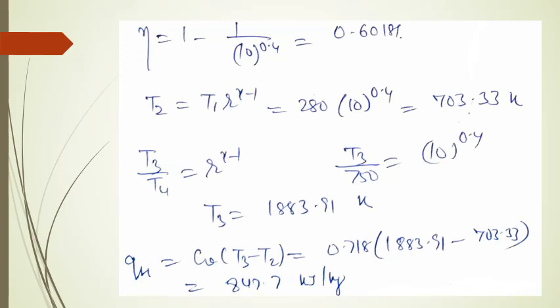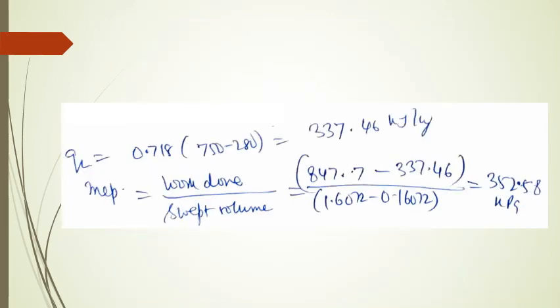Now the heat supplied to the cycle is equal to CV into dT, that is CV into T3 minus T2, because 2 to 3 is the heat addition process. That comes out to be 847.7 kilojoules. Now the heat rejected is equal to CV into T4 minus T1, that comes out to be 337.46 kilojoule per kg. Now the mean effective pressure is equal to work done upon swept volume.